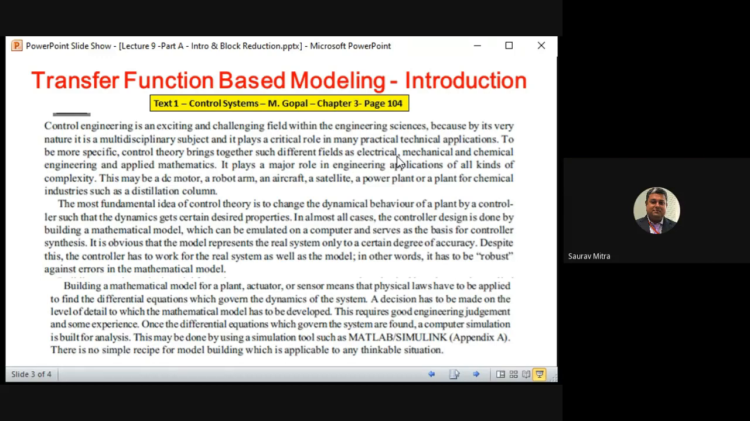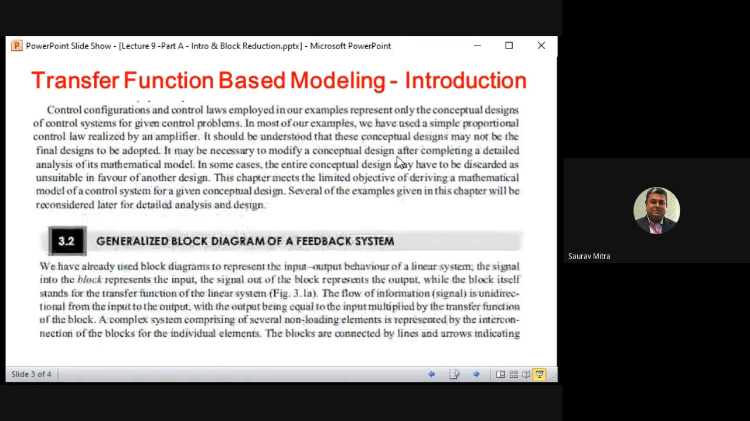So there is no simple recipe for model building which is applicable to any thinkable situation. The same modeling technique applicable to all systems is not possible, because every system behaves differently. Every system's dynamics or differential equation is produced in a different way. Every system's input-output relationship, number of variables, all these things might be different. So it is more than science. I told you, it's an art. So how to develop that model? We should read quite a lot. We should see many types of models. Then we will start understanding how a model can be developed.